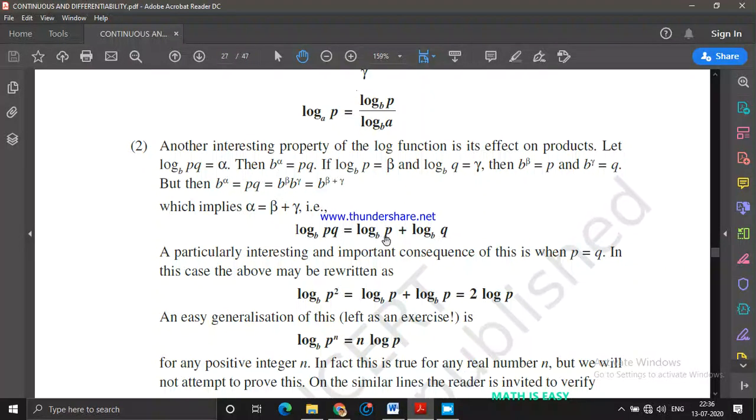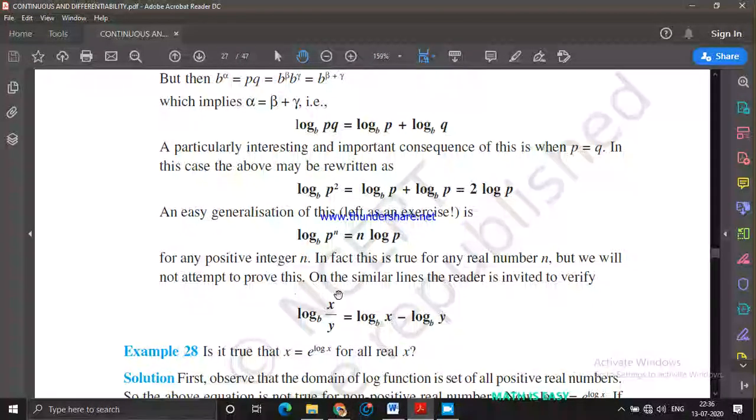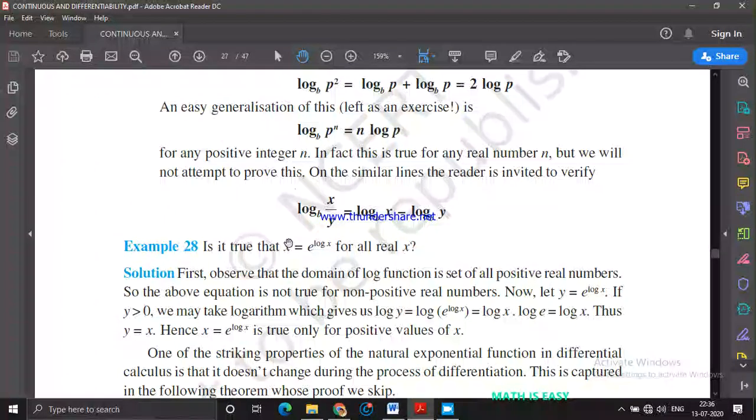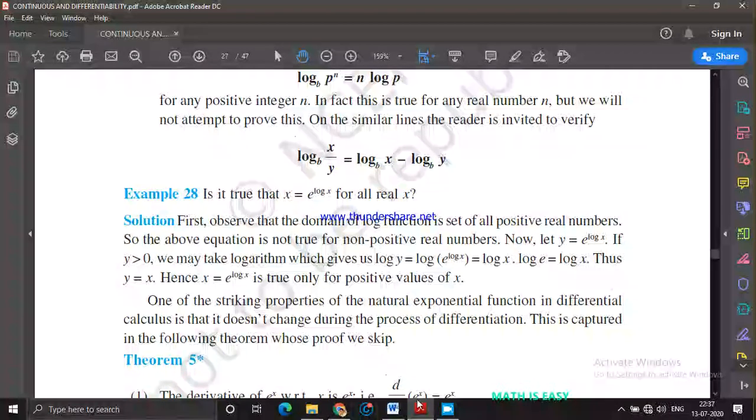Then I can write it as log p plus log q. If you have log p square, the formula is 2 log p. Similarly, log p to the power n is nothing but n into log p. If I have the division of two numbers, log x upon y equals log x minus log y. Now there is one more formula: x equals e to the power of log x to the base e. If I have e to the power log x to the base e, then the result is x only. The question arises, is this true for all? Yes, this formula is true.